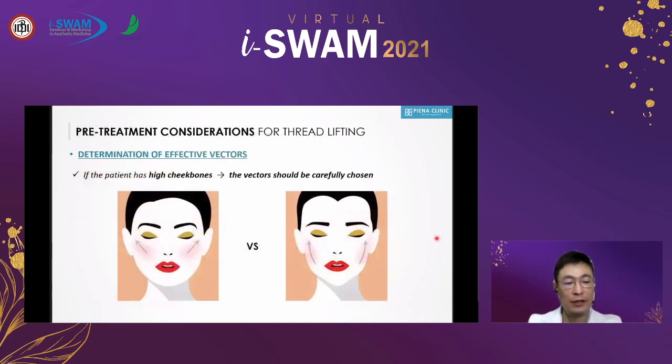And also, many young Asians have a more pronounced lateral part of the cheek because of the high cheekbone. So using this vector may make a more widened cheekbone after the lifting. So you should be very careful not to use this direction. And if you treat patients who have a wide cheekbone, I would recommend using a more vertical direction.